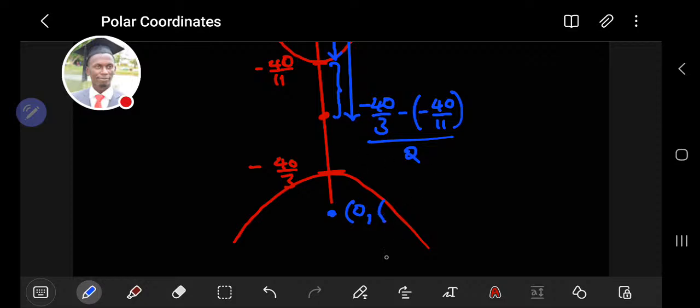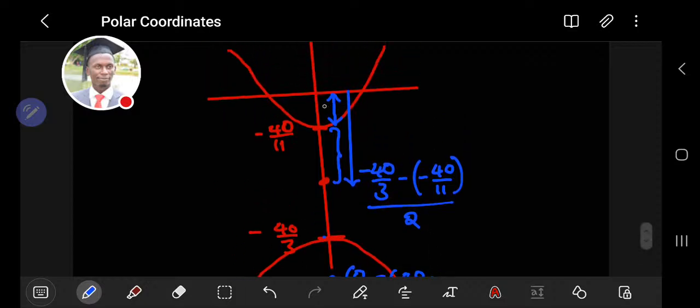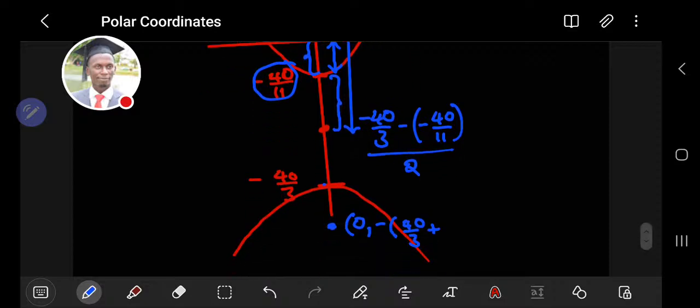This is going to be negative, so let's say negative. Then it's going to be 40 over 3, the distance from the top all the way up to here, plus the distance from the other focus I'm going to use from here to here. Since from here to here, it's that minus 40 over 11. So just say plus 40 over 11. This will give you the coordinate of the center here.